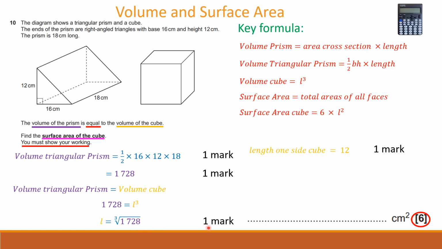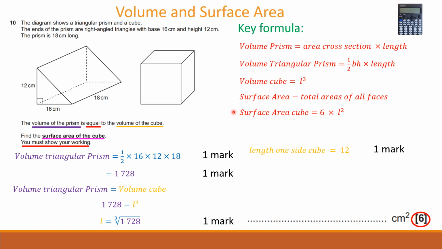Now if you cube root this number on your calculator, you will find that you get the answer of 12, which is your 4th mark, which means that one of these sides of this cube is going to be 12. So every side on this cube is going to be a length of 12, and your 4th mark is for writing down the number 12.